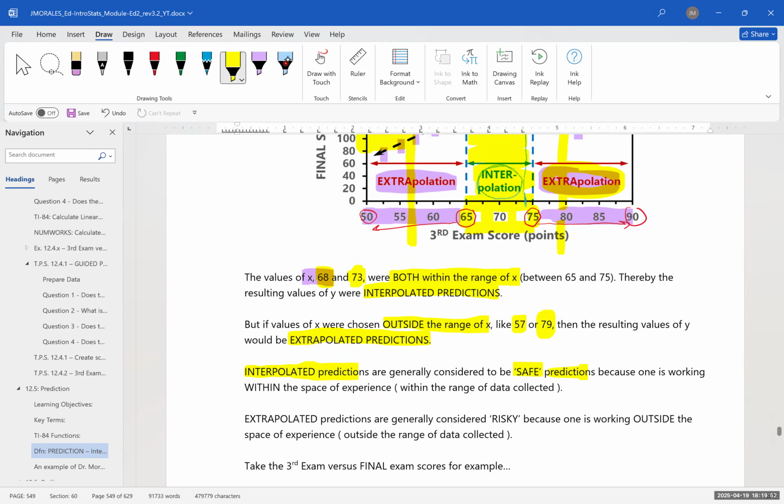But extrapolated predictions are generally considered to be risky because one is working outside the space of experience, okay, outside the range of the data that is collected.